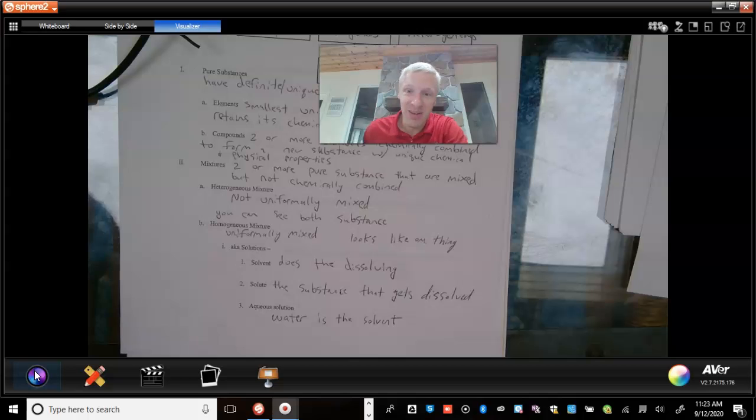Yeah, water is the solvent. That's an aqueous solution, and most of the solutions we're going to be working with this year are aqueous solutions.